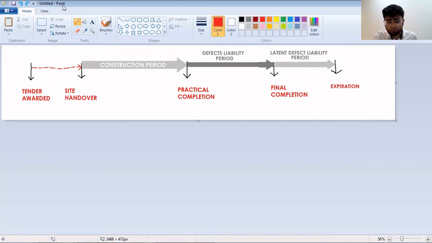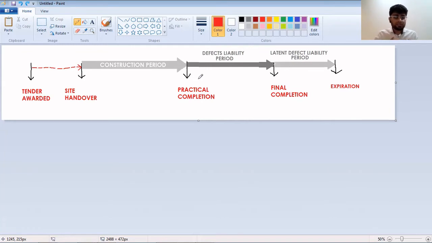And so the practical completion date is a date that can be moved around depending on what the circumstances are during the construction phase. But once practical completion comes about, we have a defects liability period. This refers to the period in which, when there are problems, the contractor needs to sort those out for the building.